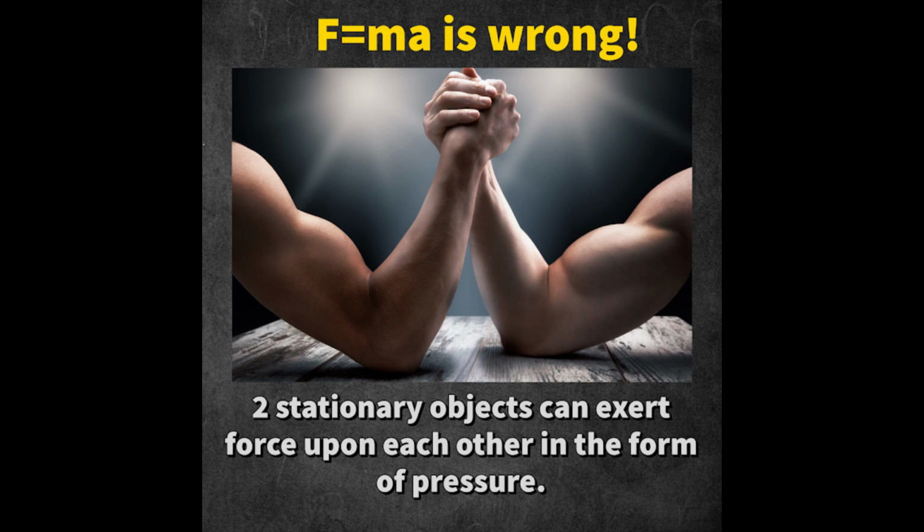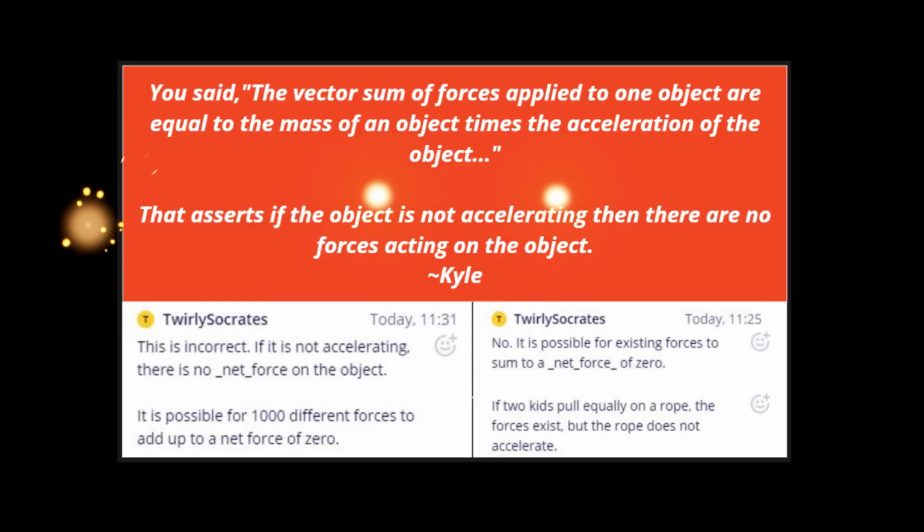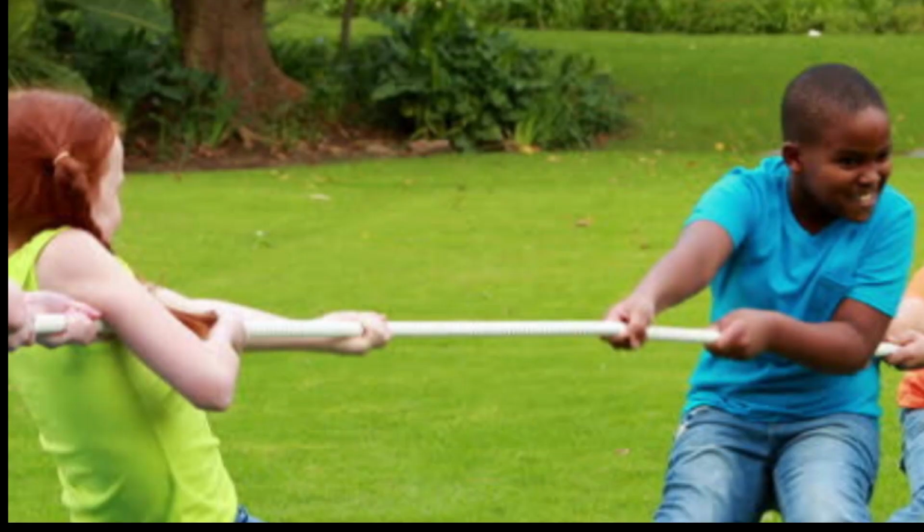With 0 acceleration. You said, that asserts if the object is not accelerating then there are no forces acting on the object. That is incorrect. If it is not accelerating there is no net force acting on the object. It is possible for 1,000 different forces to add up to a net force of 0. If two kids pull equally on a rope, the forces exist, but the rope does not accelerate.